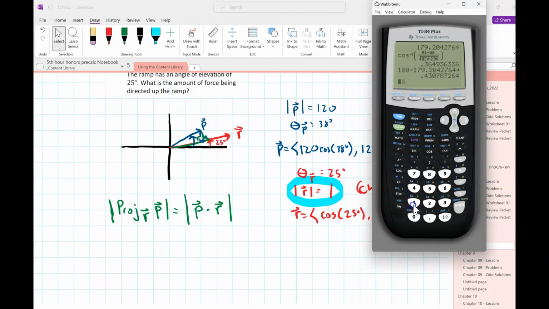Okay, so that's just going to be 120 cosine 38 times cosine 25 plus 120 sine 38 times sine 25. So I get 116.9.